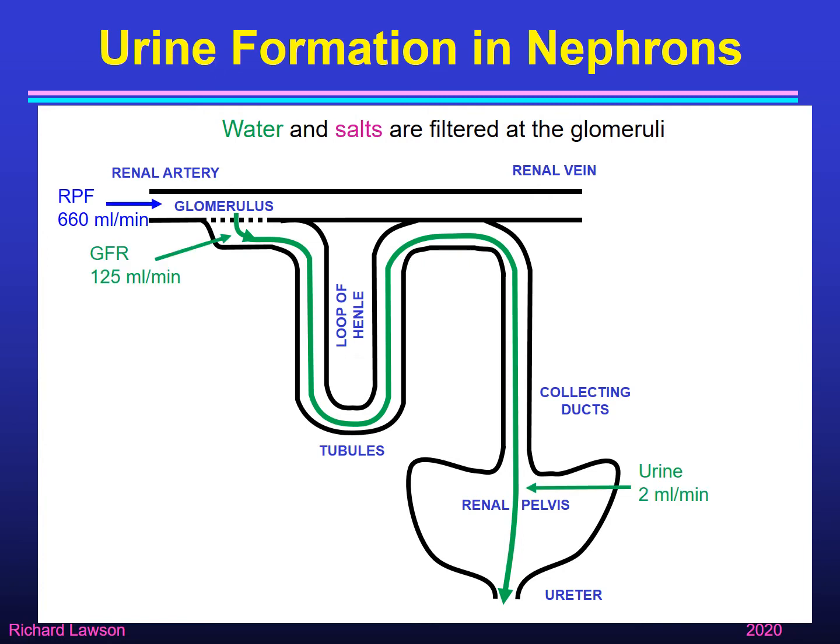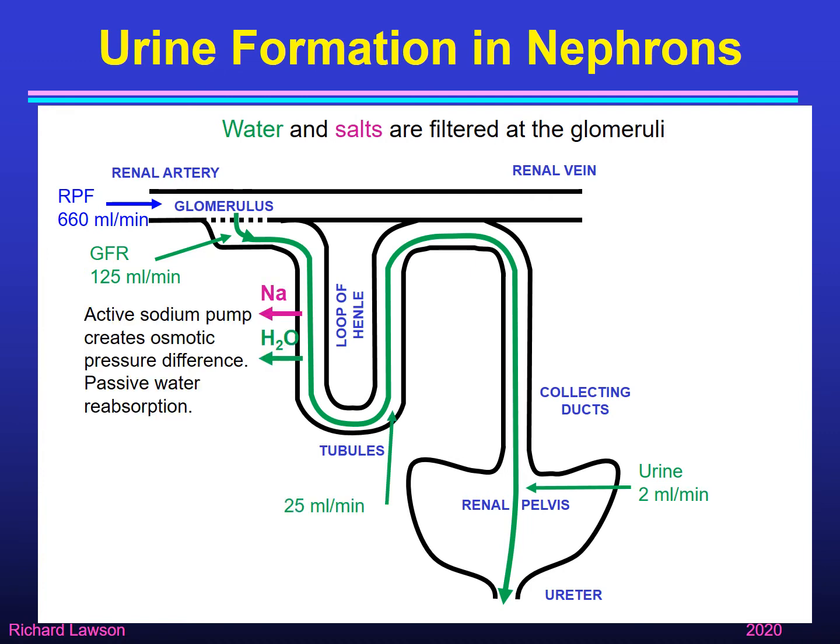Now the rate at which plasma enters the two kidneys together, the renal plasma flow, is about 660 mils a minute. But the rate of filtration of the two kidneys together is only about 125 mils a minute. That's the rate at which filtrate is going to enter the tubules. But we know we only produce about 2 mils a minute of urine on the average, so clearly a lot of that water has got to be reabsorbed. And understanding that is key to understanding transit times.